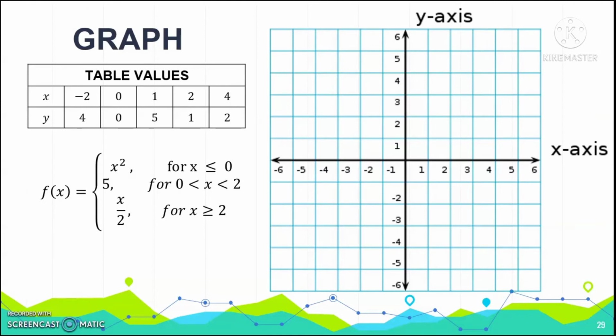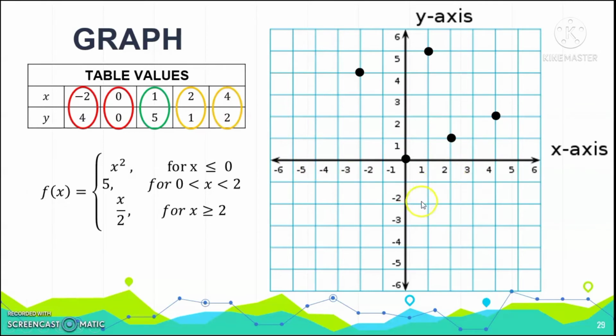Now let's graph the given table values. We have here negative 2, 4. We also have 0 and 0. And then we have 1 and 5. 2 and 1. We have 4 and 2.